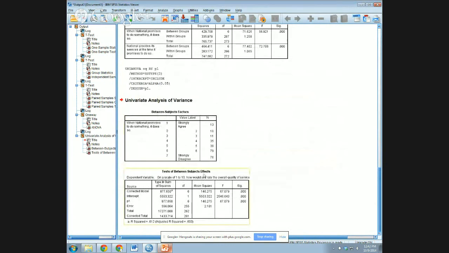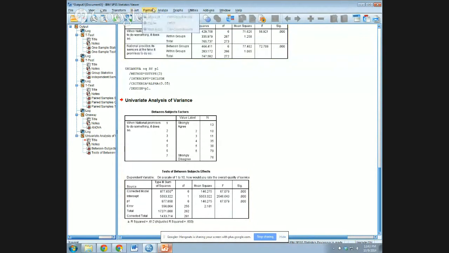On a scale of 1 to 10, how would you rate the overall quality of service? Again, between... this depends on when National promises to do something, it does so. And we see significant differences. So this test is significant. People rate the quality of service differently depending on whether or not National keeps good on its promises. Okay, there's a lot to take in there, but that shows you in SPSS generally how we do this.